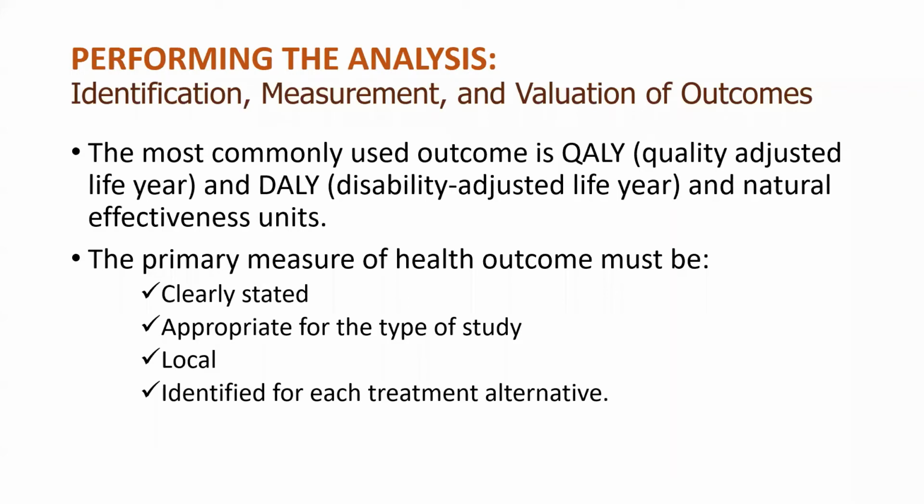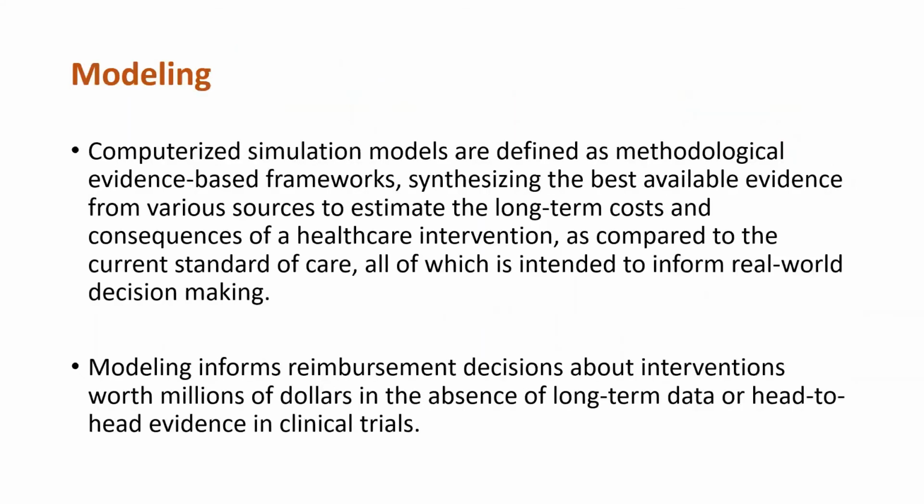There are several natural effectiveness units that we covered in the last two sessions. So these outcomes must be clearly stated and defined, must be appropriate for the type of study, must be also local, and it should be identified for each treatment alternative. You need to say that option A will give us, for example, a QALY gain of 3 or 5 per lifetime, while intervention B gives, for example, 10 QALYs per lifetime. Next, please.